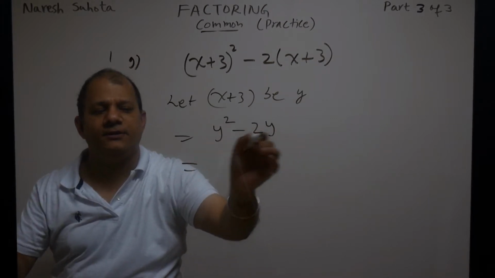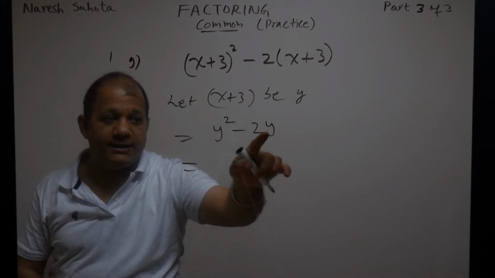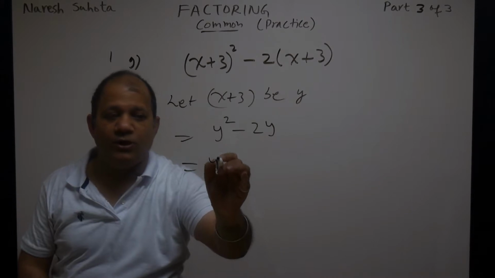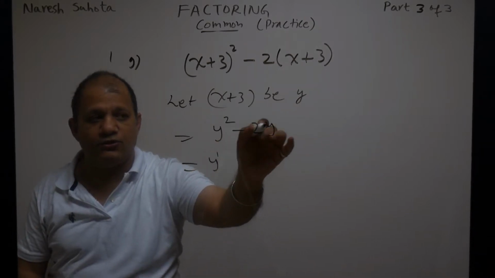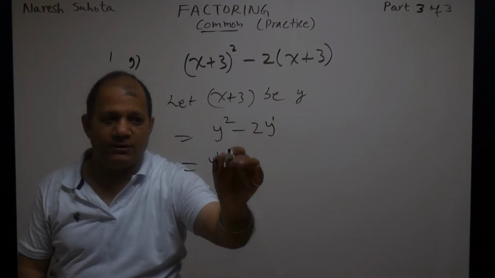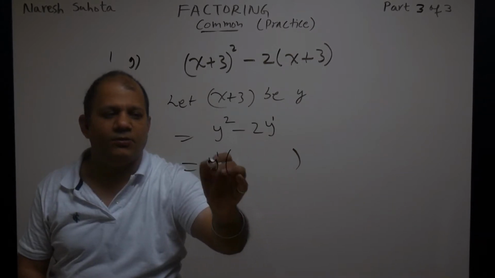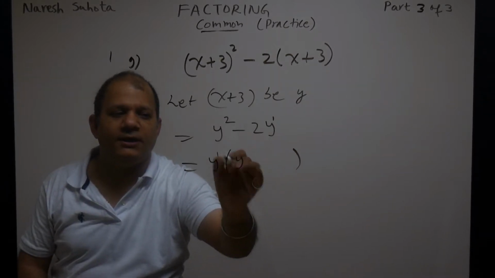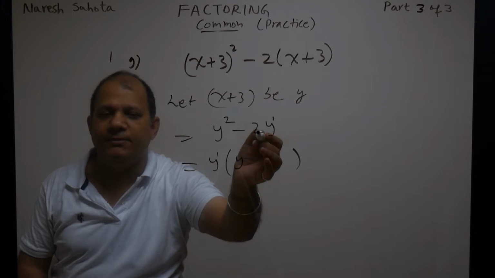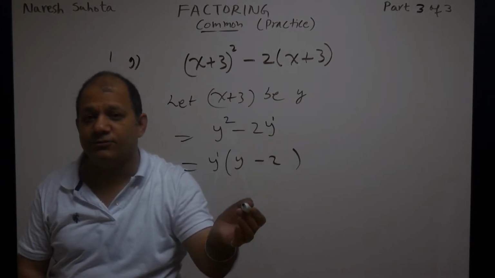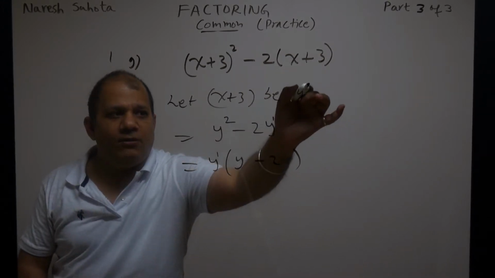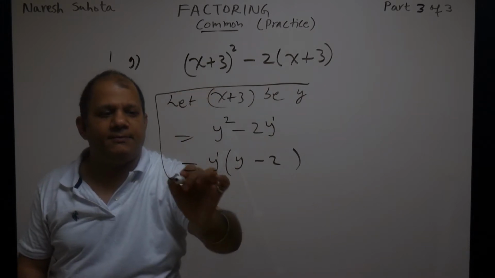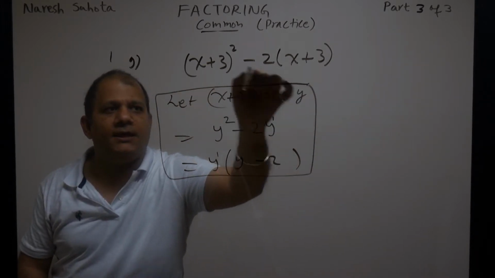Right? So factor this. Here y is common, and remember we said we always take out the lowest exponent. So we'll take out the lowest exponent, y to the 1. So what are we left with? y times what gives me y squared? It's y. y times what will give me negative 2y? Negative 2.